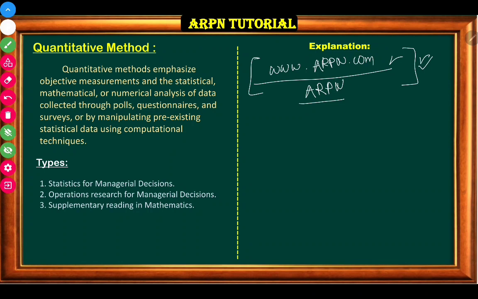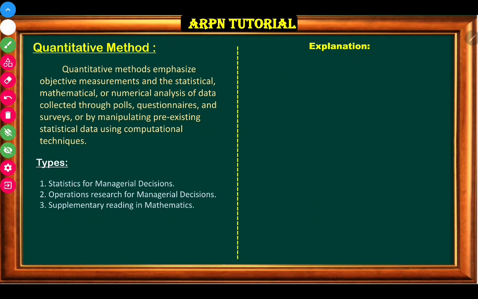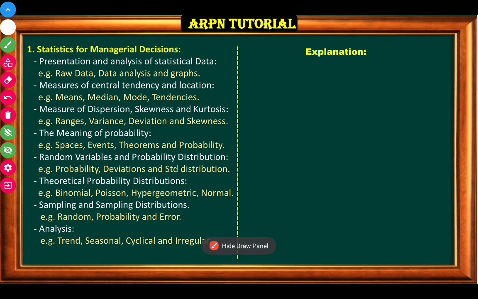All right, so till here I think we are good. We are able to understand the concept and how we can handle it. So let's get started with the very first topic, statistics for managerial decision. This is topic number 1 in our quantitative method, and those are the subtopics in this topic.